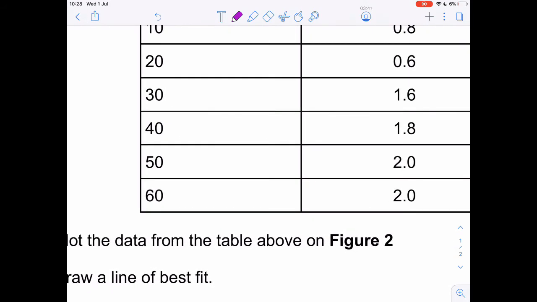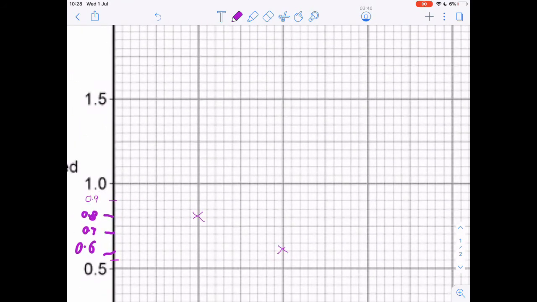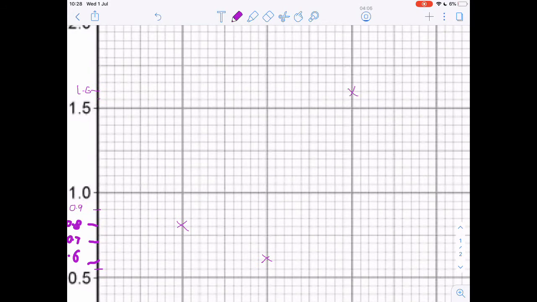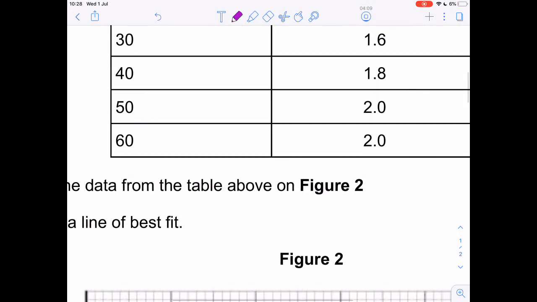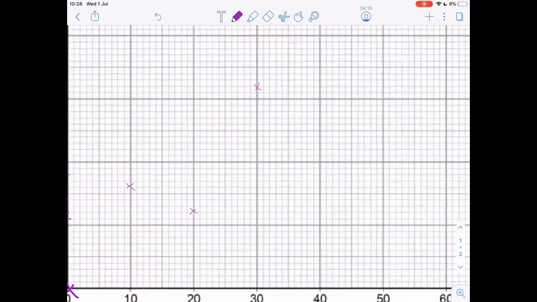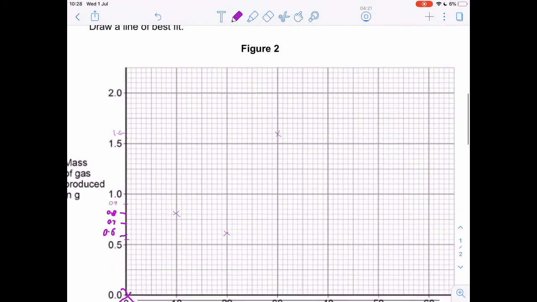Then it's 30 and 1.6 grams. Now remember, every square is worth 0.05, so every 2 squares is worth 0.1, so this would be 1.6. So I can go along up from 30 up to that 1.6 there and put a cross. Next one is 1.8, so you'd go to 40 and then you'd go up to 1.8. I'm going to have to scroll out so I can see this. So it's 1.8 and 40.